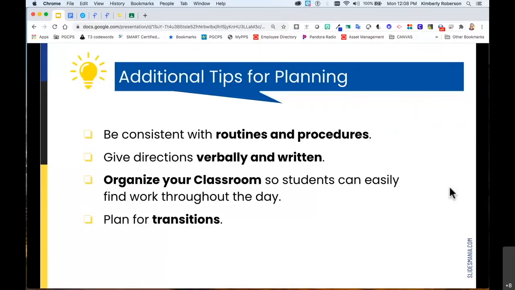Some additional tips for planning. Consistency and structure will be key for success. It will allow for the ease of planning and help students manage new routines. When you think about providing directions to your students, it's best to provide the directions both verbally and in Google Classroom to ensure that everyone has the correct information.